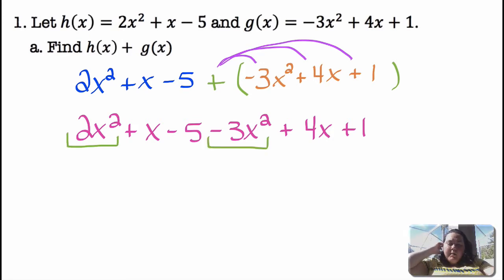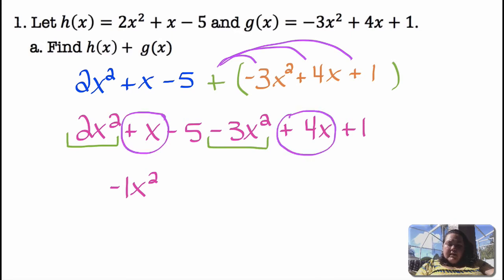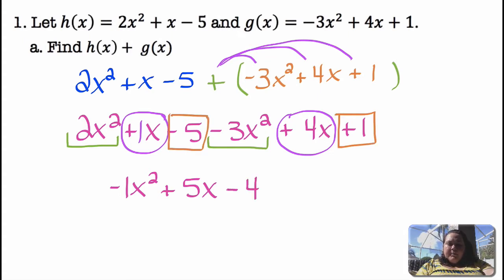So 2x squared minus 3x squared will give me a negative 1x squared, or you could just put negative x squared. X plus 4x, there's really a 1 in front of that x, so I have 1x plus 4x is 5x. And then negative 5 plus 1 are my constants, that would give me negative 4.